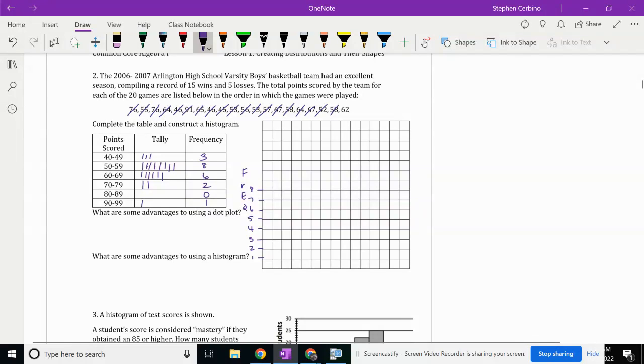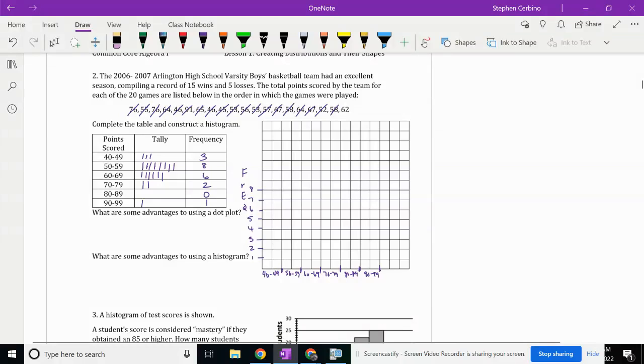So I have 1, 2, 3, 4, 5, 6 ranges of numbers. I have 1, 2, 3, 4, 5, 6, 7, 8, 9, 10, 11, 12. I have more than 12 boxes, so I can make every 2 boxes a range. So this would be 40 to 49. This would be 50 to 59. This would be 60 to 69, 70 to 79, 80 to 89, and 90 to 99. I don't even need that last one.